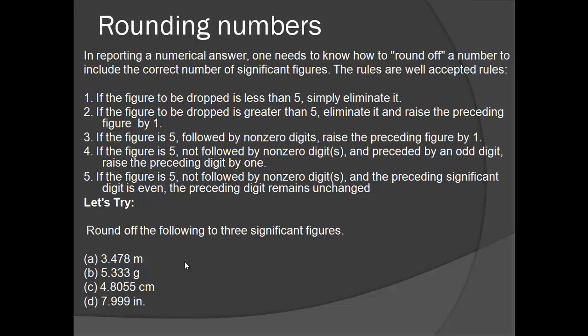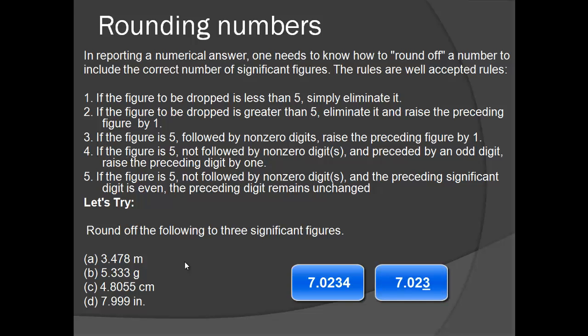So the first rule is if the figure to be dropped is less than 5, simply eliminate it. This is easy. Let's say I have a number like 7.0234, and I tell you that I want to round off this number to 4 significant figures. Well, you would tell me, okay, it's 7.023. I only want the number to be 4 SigFigs, so I just go ahead and drop off that 4 because it's less than 5, and the number stays as 7.023.